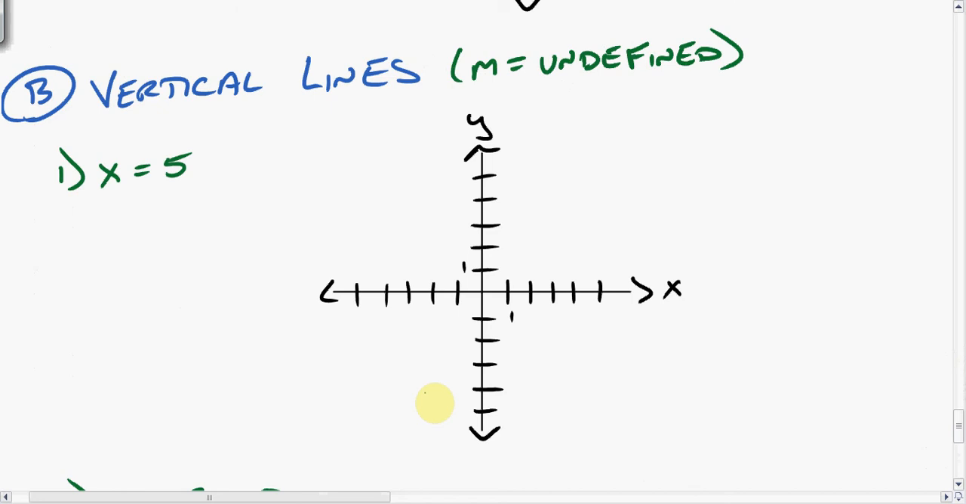The first equation here, we see a single variable, x equals 5. I'm going to take that variable, look at that axis, the x-axis, and plot a point at the value of 5. So 1, 2, 3, 4, 5. Plot a point here, and I want to draw a line that's vertical. It's going to be parallel to the y-axis this time, and it's going to pass through the point x equals 5.